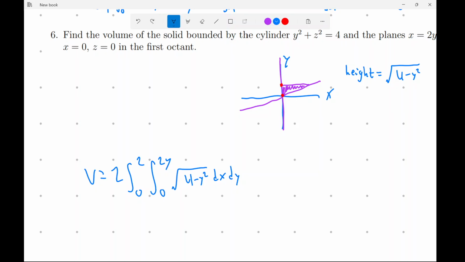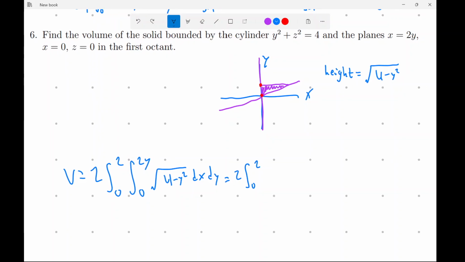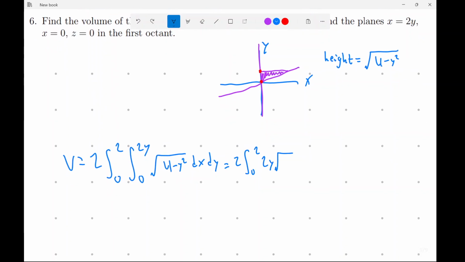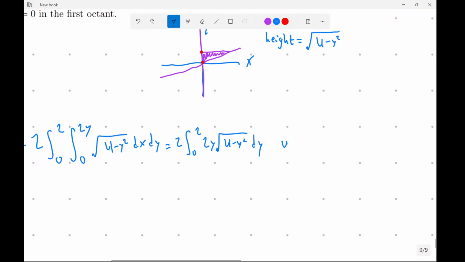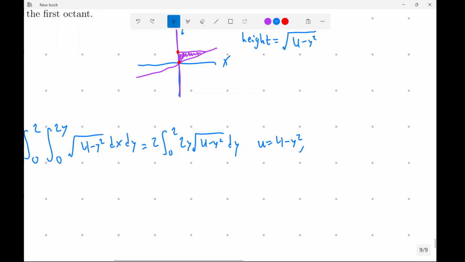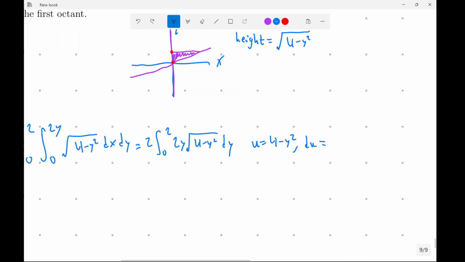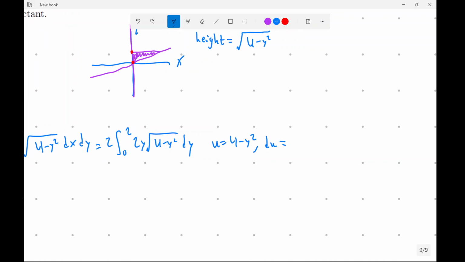Okay. Fortunately, the dx integral is very easy. This is 2 times the integral from 0 to 2 of 2y times the square root of 4 minus y squared dy. And now we can just do a u sub. So u is equal to 4 minus y squared. Du is equal to negative 2y dy. So then negative du is equal to 2y dy.